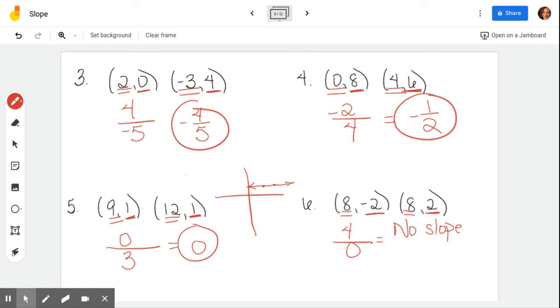Or the answer is undefined, which means the slope is undefined. That's the technical term for it. But it happens when you have no slope. If you look at where those points are, so 8, -2 is like here, 8, +2 is about here. It's a vertical line. It rises and falls, but it never runs over. So the run is a 0, your bottom number is 0, which means you cannot get a slope.